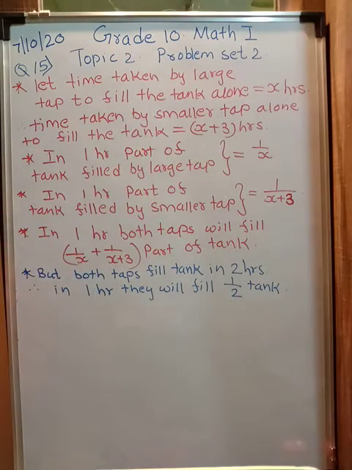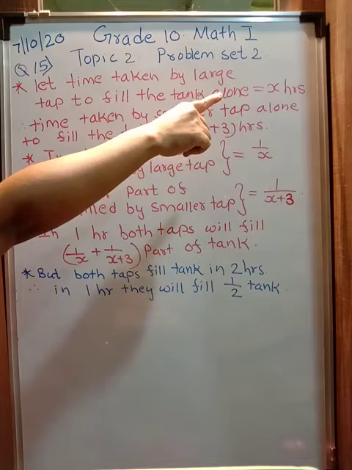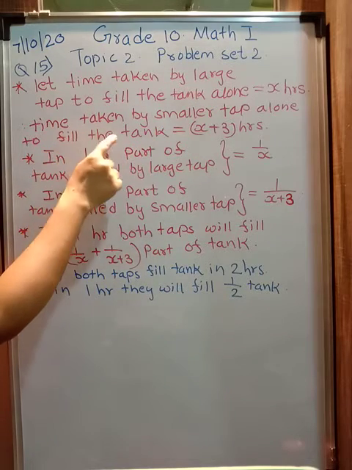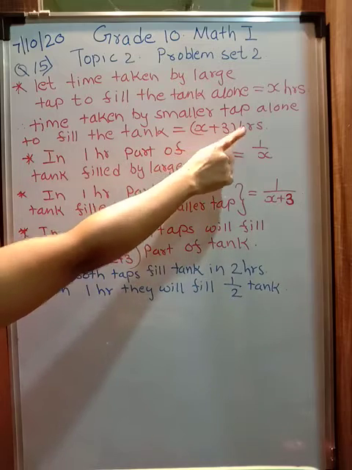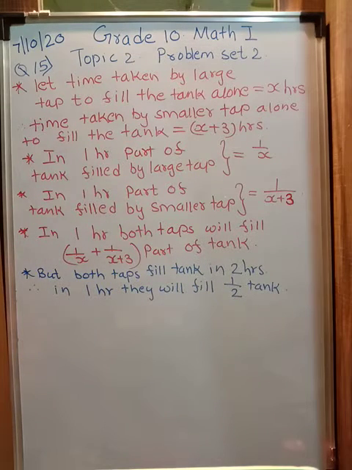If the larger tap alone is on, for example, if we consider it takes x hours to fill the tank completely, then it says the smaller tap is taking 3 hours more than the larger tap to fill the tank. So if a tank is filled by the larger tap alone in x hours, then the tank will be filled by the smaller tap alone in x plus 3 hours. I hope up till here this is clear.